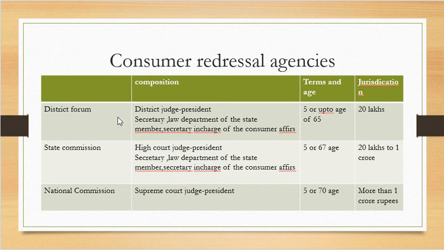Every appointment shall be made by the state government on the recommendation of the selection committee, consisting of the following. The president of the state commission is known as the chairman. Then the secretary who is the law secretary of the department of the state is a member. Then there is a secretary in charge of the department dealing with consumer affairs in the state. What is the term and age of this particular service? The member shall be eligible for reappointment for another term of 5 years or up to the age of 65, whichever is earlier.